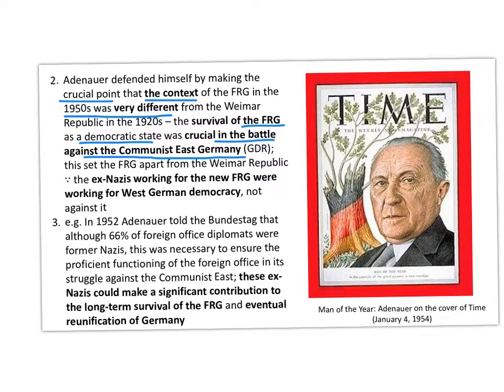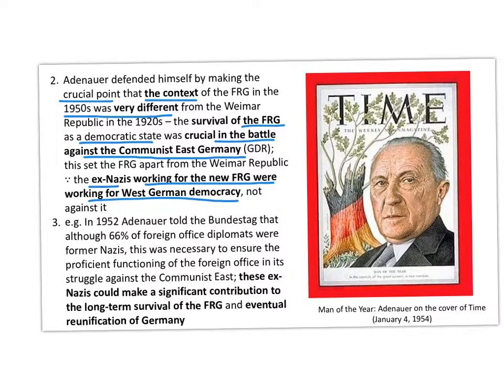Why? Because these ex-Nazis, whom I have put into key positions in West Germany, are working for democracy. They're not working against it. Whereas, of course, the Prussian Junkers, who were kept in key positions in the 1920s, had always actively worked against democracy, whereas these ex-Nazis who are now working for the West German state are working for West German democracy because they are working against East Germany.